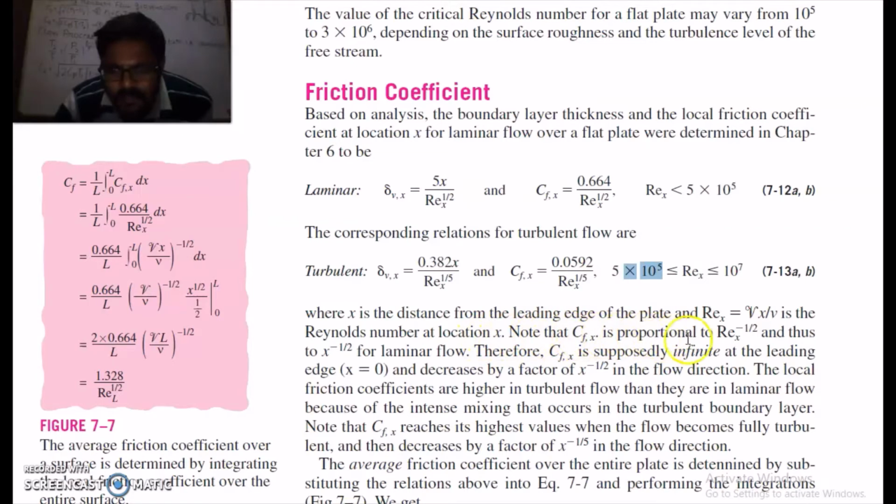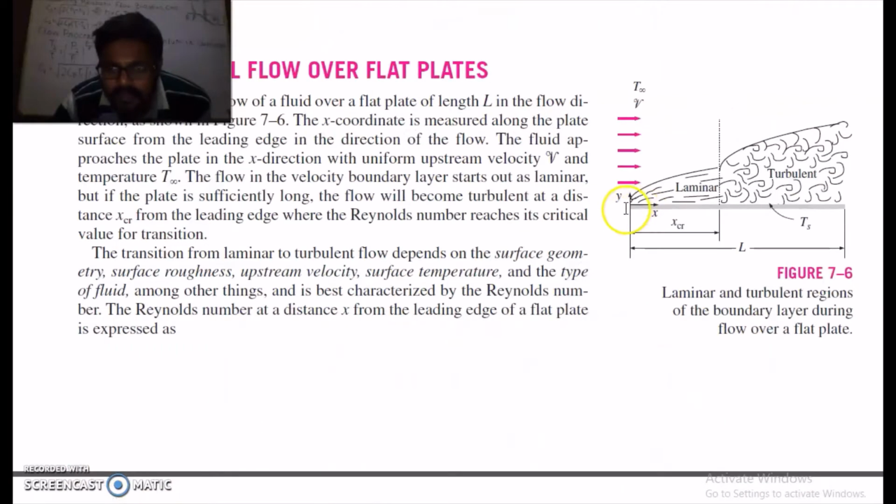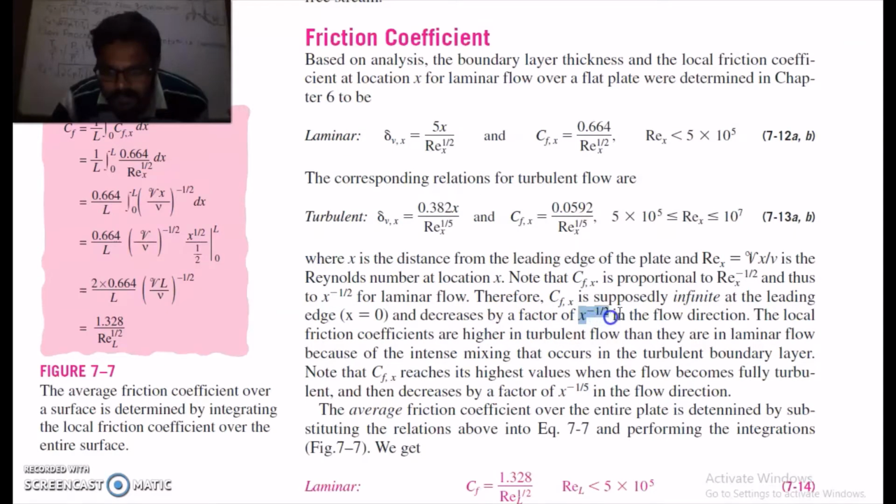Note that Cfx is proportional to Reynolds number to the power minus half, and thus it is also proportional to x raised to the power minus half for laminar flow. Therefore, Cfx is supposedly infinite: when you put x equal to 0, your Reynolds number becomes 0, and this term becomes infinite, which is for the leading edge of the plate. At this point your Cf is infinite, and then along this plate it will start to decrease by a factor of this in the flow direction.